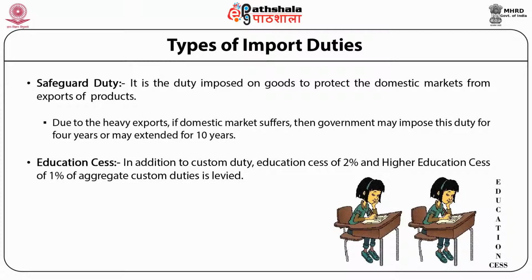Education cess. In addition to the custom duty, education cess of 2% and higher education cess of 1% of the aggregate custom duties is levied. It is being charged to fund health and education initiatives.